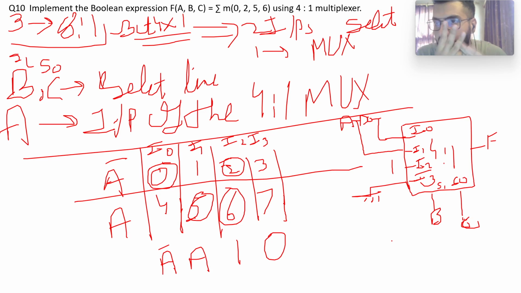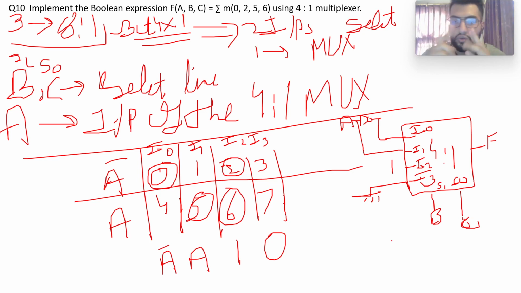Then again I have here three variables, right? And for three variables, 2 raised power 3 is to 1 is equal to 8, but I have to implement it using 4 is to 1 mux. So when I have to implement this, 2 raised power 3 is 8, and 2 raised power 3 minus 1 is 2 raised power 2, that is 4. So I need to implement it using 4 is to 1 mux.